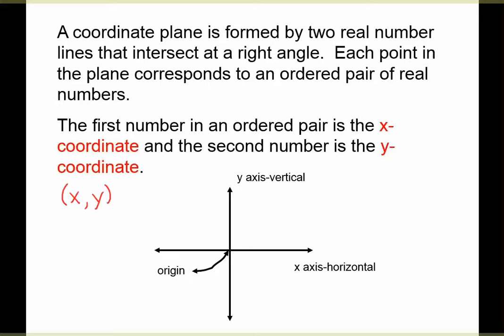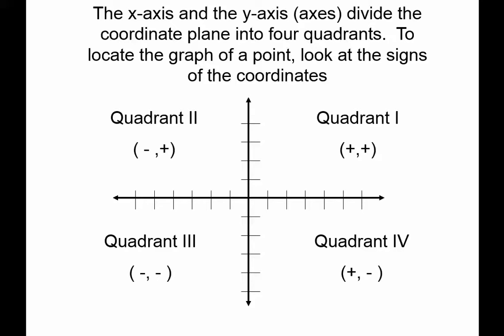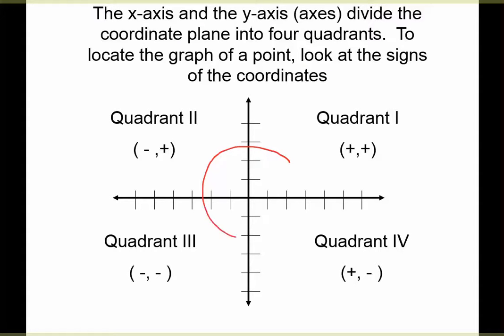And whereas on the number line 0 was the origin, on the coordinate plane the point (0, 0) is going to be the origin, and that's right there at the center. Okay, and I know that you guys already know this stuff, just kind of reviewing here. All right, the x-axis and y-axis divide the coordinate plane into 4 quadrants. To locate the graph of a point, look at the signs of the coordinates. So first thing I want to say is that you have 4 quadrants. We divide the coordinate plane up into these 4 sectors, each sector called a quadrant. And the quadrants go in a counterclockwise fashion. So beginning over here with quadrant 1, we kind of go in this direction to quadrant 2, quadrant 3, quadrant 4, and then back up. So just know that when you count these, you'll go in a counterclockwise direction.